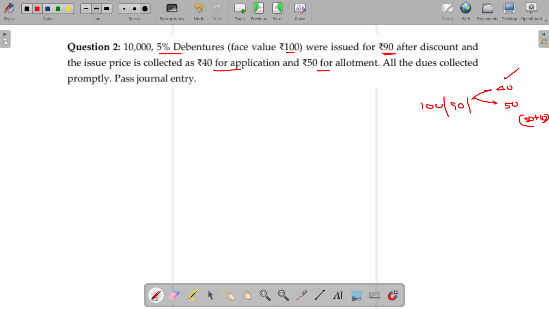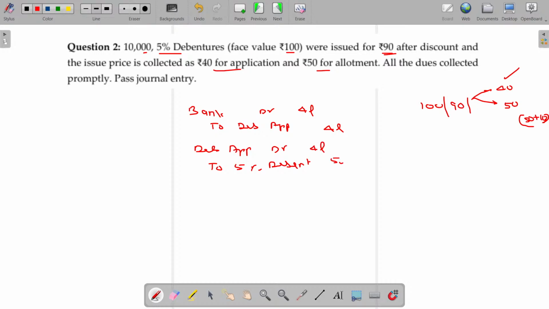Now come on, pass the journal entry for the application. The entry for the application is the usual entry. Very simple. So bank account debit to debenture application, the value being 40 into 10,000, 4 lakhs. Then this debenture application is transferred to where? Yeah, 5% debentures, the value being 4 lakhs.